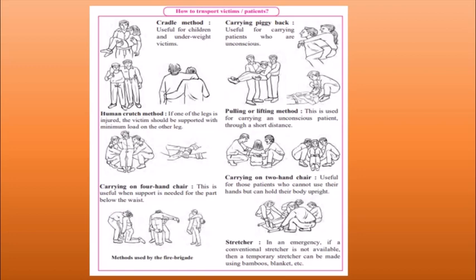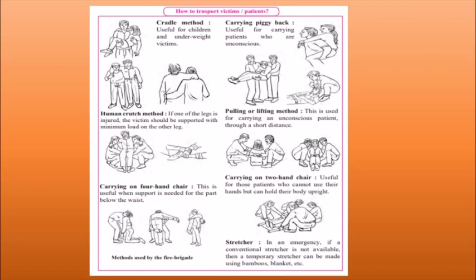Then we have the human crutch method. In this, if one leg is injured, the victim should be supported with minimum load on the other leg. Then we also have the pulling or lifting method. In this method, we carry an unconscious patient. Then we have carrying on a four-hand chair. Two people form a chair so that the person can sit on it and be carried. We also have the two-hand chair, in which one person gives two hands on the back and two hands on the lower part, so that the person can be carried like a chair, and it is called carrying on the two-hand chair.